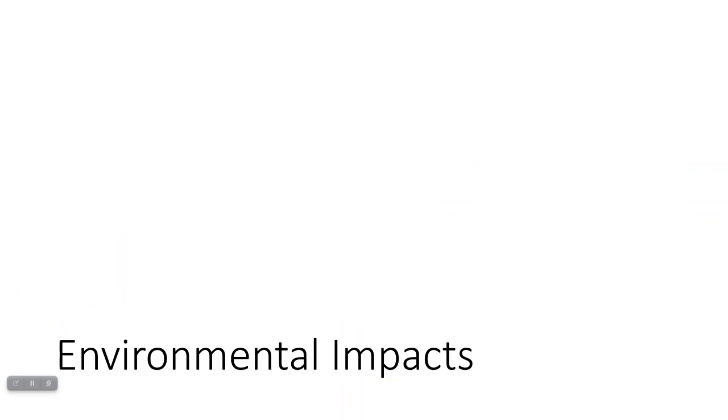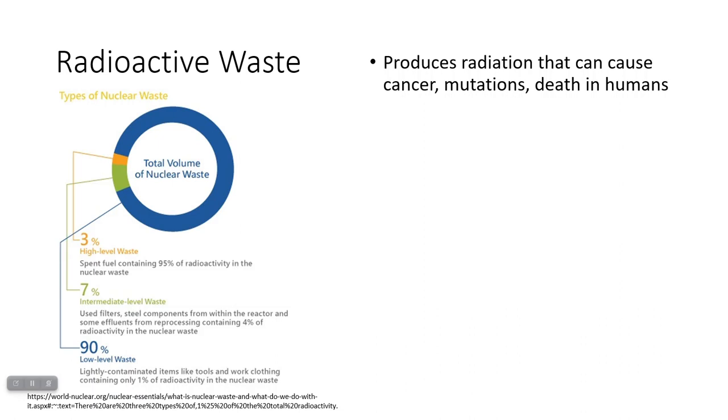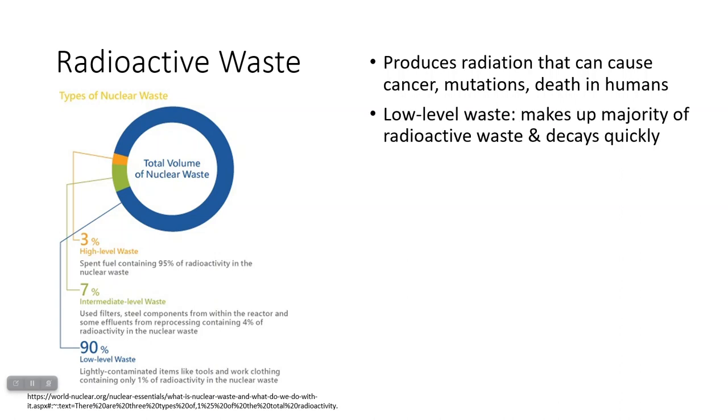So, what are some of the environmental impacts? Well, the big one is radioactive waste. Radioactive waste releases radiation that can cause cancer, mutations, and death in humans and in other organisms. You can break radioactive waste down into three categories based on how long it will be radioactive. You have low level waste.